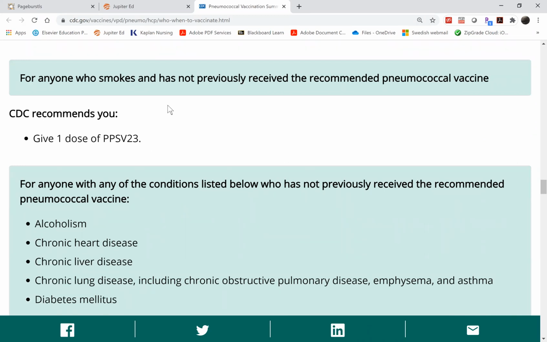So if you're a smoker and you're between 19 to 64, the recommendation is you must get one 23. So I'm a smoker, I'm 45 years old, I get a 23, that's it. When I turn 65, I have never received a 13. Can I get a 13 when I turn 65? Yes. I never received it.